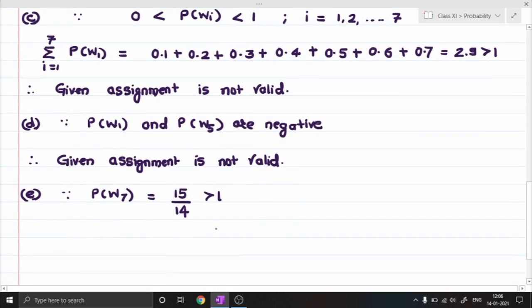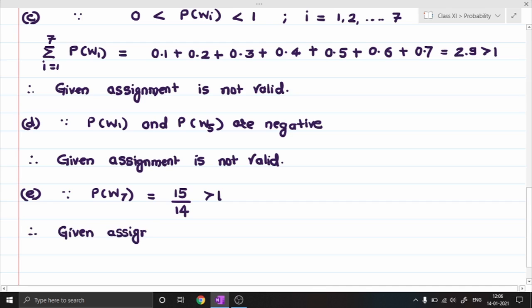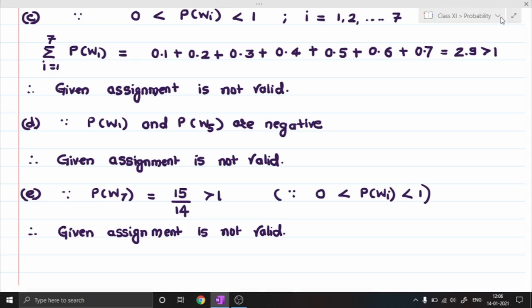Therefore the given assignment is not valid. Okay, the given assignment will not be valid over here. If you want to give the reason, you can give the reason here: since the value of all outcomes should lie between 0 and 1. Okay, so let us move to the second question now.